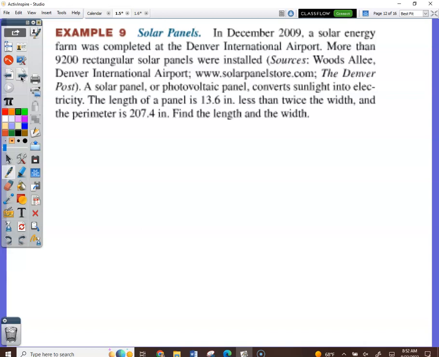This one looks ridiculous. We've got solar panels. In December 2009, a solar energy farm was completed at the Denver International Airport. More than 9,200 rectangular solar panels were installed. Here's our source. A solar panel or photovoltaic panel converts sunlight into electricity. The length of a panel is 13.6 inches less than twice the width, and the perimeter is 207.4. Find the length and the width. Good gracious. Go through and mark out what is not necessary.